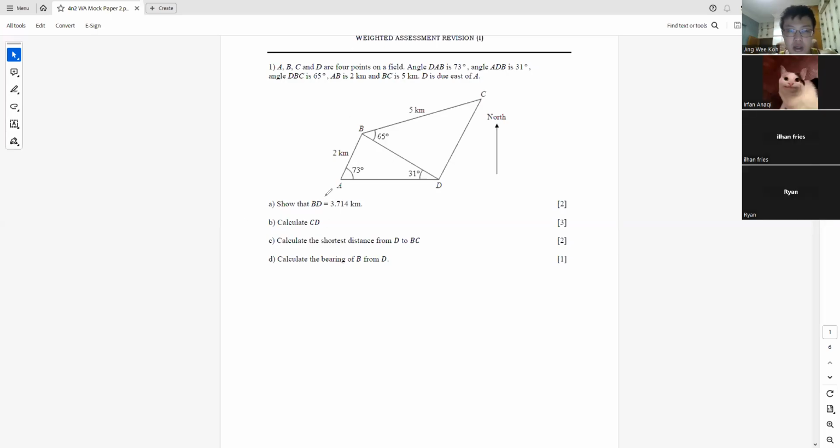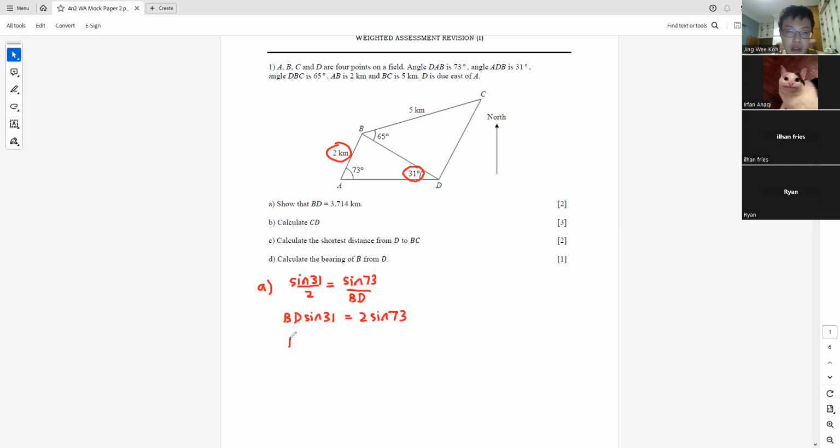Okay, so we look at this triangle. I have 2 km. I have 31 degrees. Okay, so it tells me that I have an opposite angle and my length. And it's a non-90 degree triangle, so I use my sine rule. So sine 31 over 2 equals sine 73 over BD. Okay, I cross multiply: BD sine 31 is equal to 2 times sine 73.